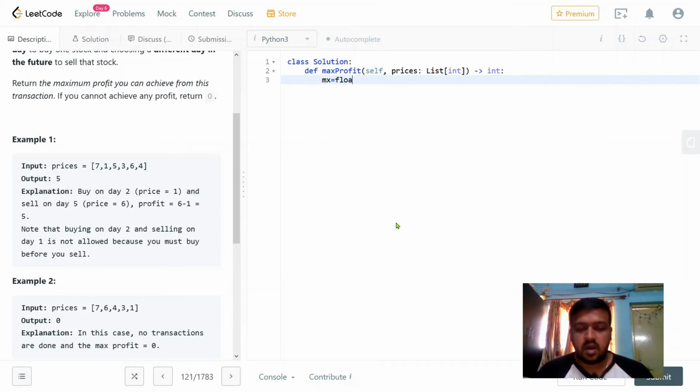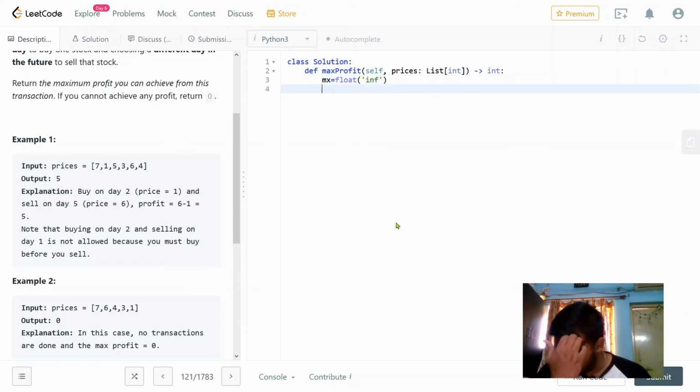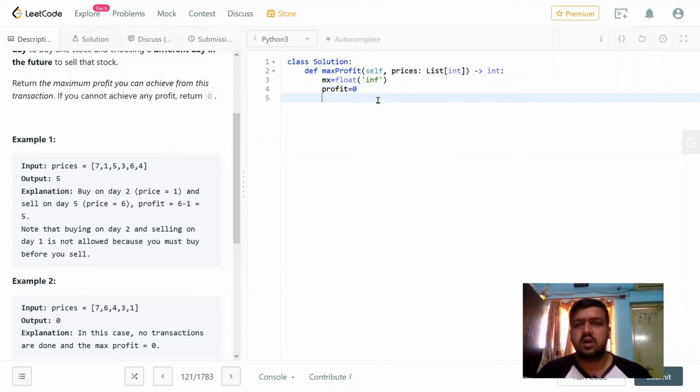For that I will take the minimum value as a big number. I will take float infinity. For C++, you can take integer max, that is the maximum for C and C++ users. For Python, you can simply take float infinity, which is a very big number. And I have to have the profit as 0. So I don't have any profit at this point of time, but I have to store this to return the value.